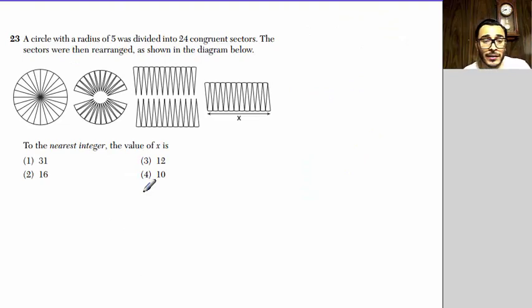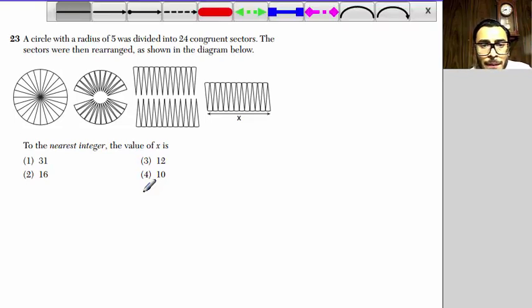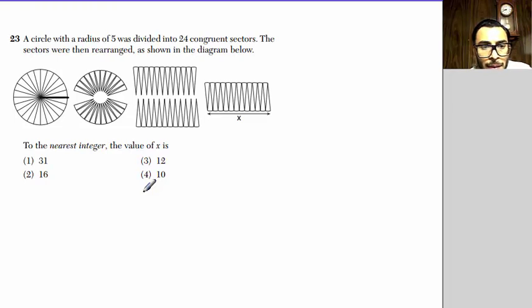All right, number 23. Find the value of x. It says that a circle with a radius of 5 was divided into 24 congruent sectors. So the radius is 5. There's a lot of stuff going on in this picture, and if you can learn to fade out all the extra stuff you don't need, you'll be all right with this question and this test. They want the value of x. Now, here's my approach to this.